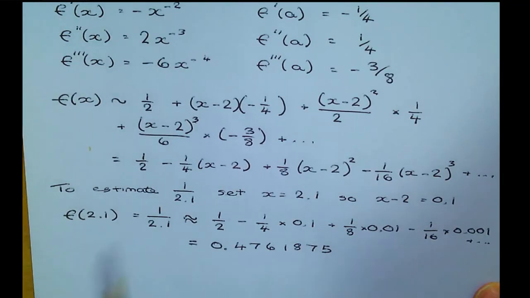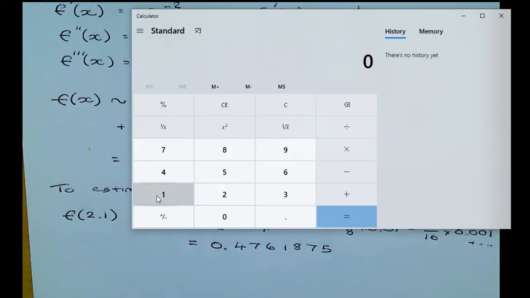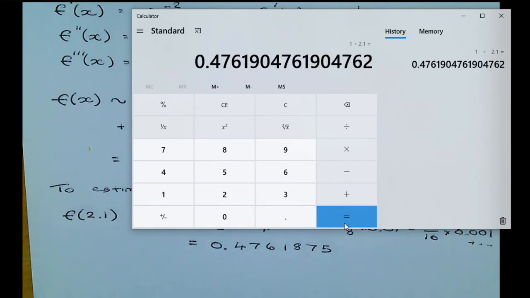Of course, it's not difficult to work out 1 over 2.1. Let's try that, and let's compare the results. So let's try 1 divided by 2.1. What do we get?